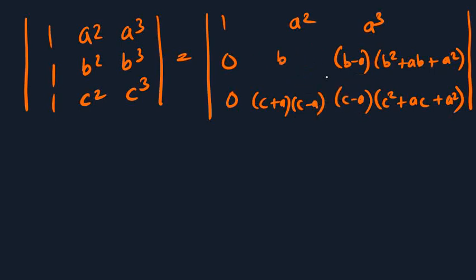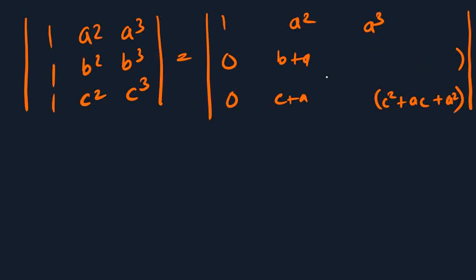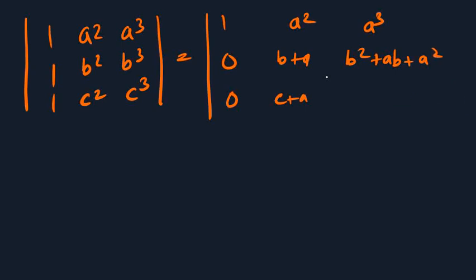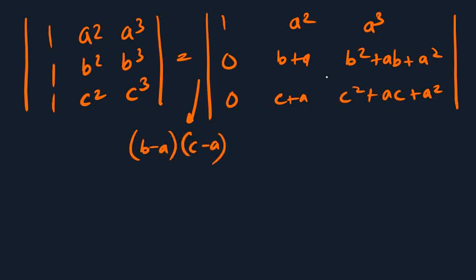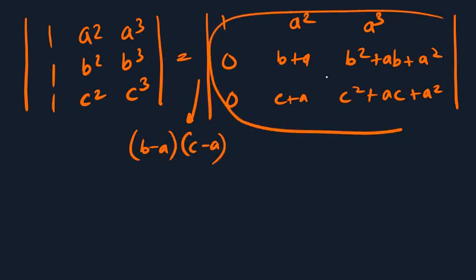So this term will be b plus a, this term will be c plus a, this term has come out, so this will be b square plus ab plus a square, and this term will be c square plus ac plus a square. And yeah, we had taken out two terms common. So the two terms that we just took out common were b minus a and c minus a. Now we will try to expand this entire determinant.